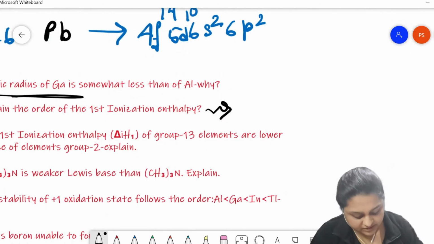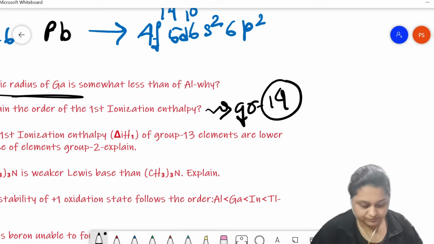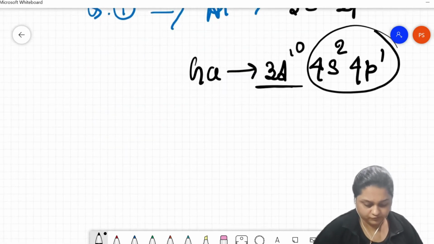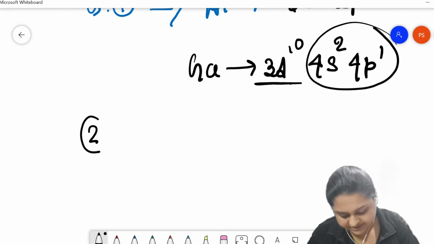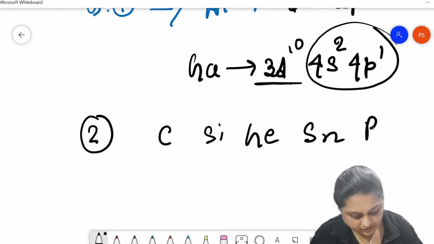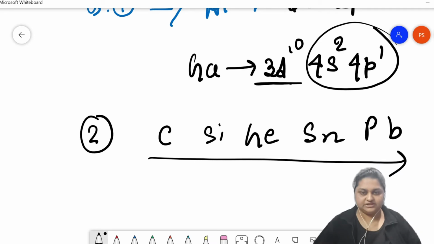I have written down group 14. Group 14 comprises carbon, silicon, germanium, tin, lead. Down the group, the size of these elements increases.